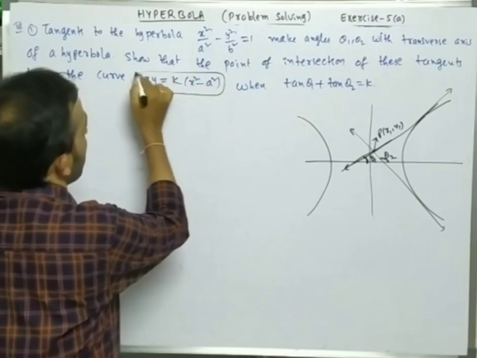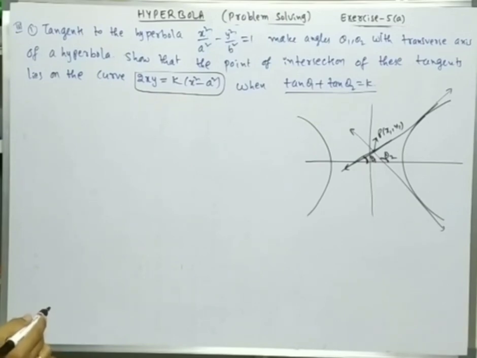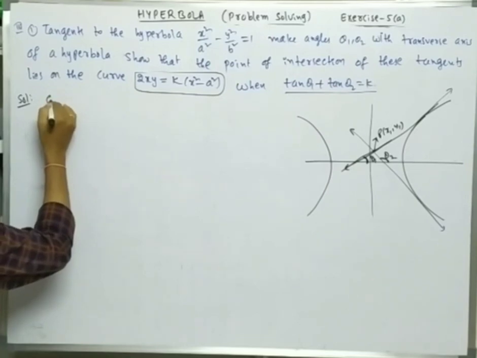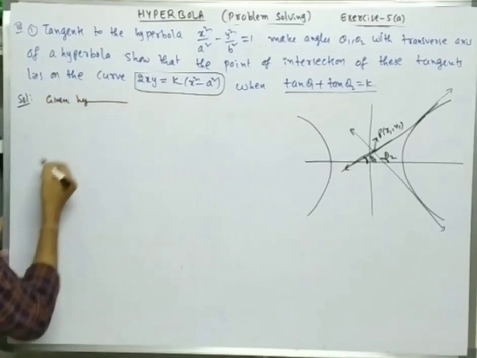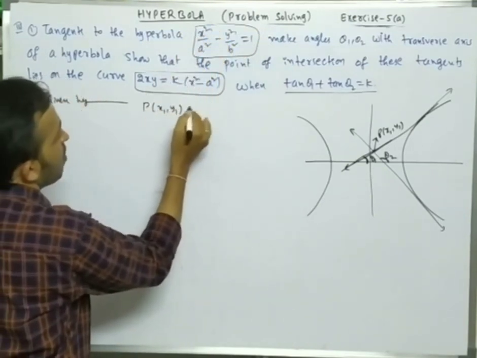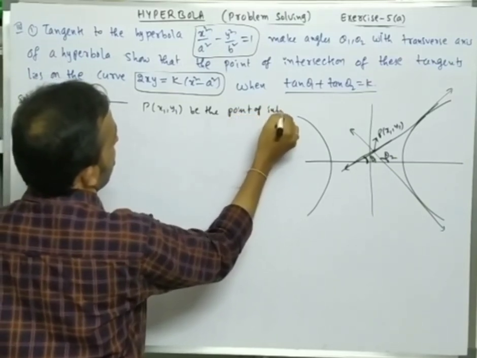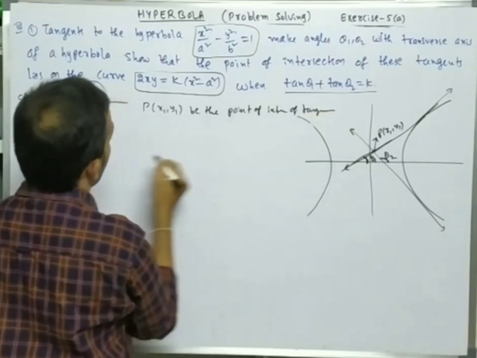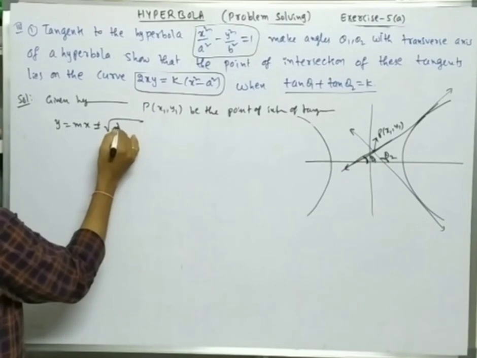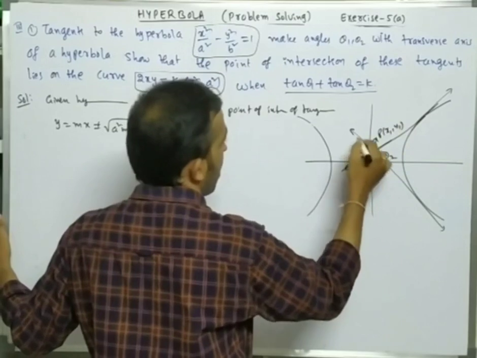So this is the locus we have to show when tan theta 1 plus tan theta 2 is equal to k. Okay, so again a simple problem. Given hyperbola x square by a square minus y square by b square is equal to 1, let P(x1, y1) be the point of intersection of tangents. Here y is equal to mx plus or minus under root of a square m square minus b square, which are the equations of these two tangents.